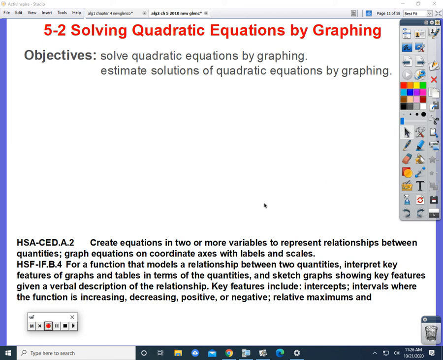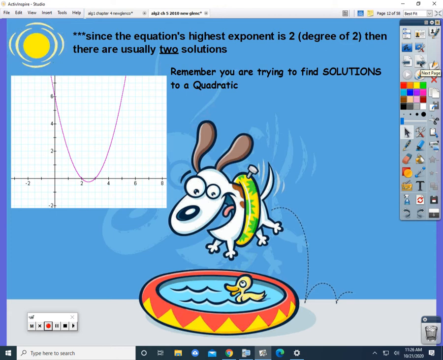Okay, we're going to be doing section 5.2, solving quadratic equations by graphing. And we're going to be using our graphing calculator, so go ahead and get that out. I'm going to go through some terminology for you. Since the equation's highest exponent is 2, it's considered a degree of 2.